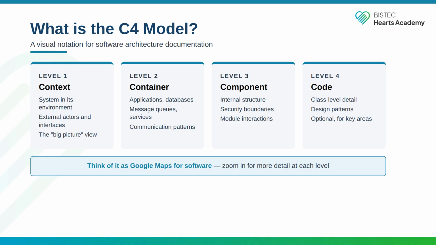Level 4 is code. Class diagrams, essentially, usually generated from code, not hand-drawn. We won't create level 4 today. It's only useful for very complex modules where the code structure isn't obvious from the level 3 diagram.